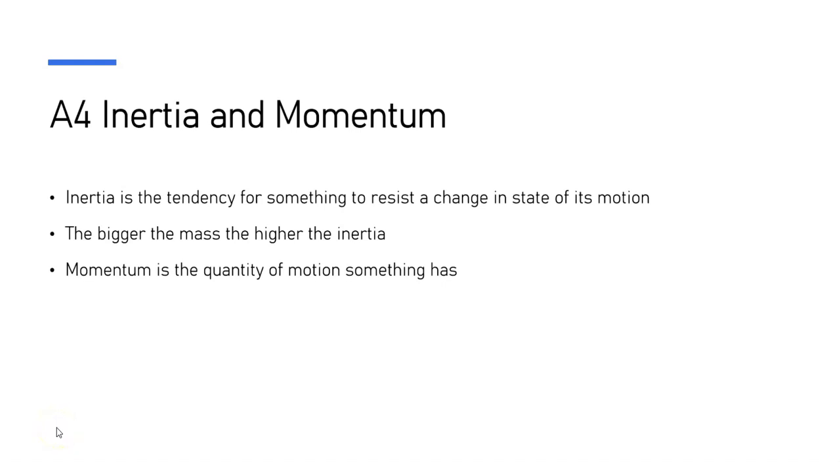A4. Inertia and momentum. Inertia is the tendency for something to resist a change in its state of motion. The bigger the mass, the higher the inertia. Momentum is the quantity of motion something has.